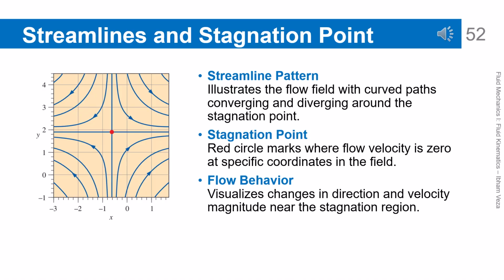Streamlines and stagnation point. The streamline pattern shows how the flow bends and splits around a certain point. The stagnation point is the location where the flow velocity becomes zero. Around this point, the flow direction changes significantly. The pressure at the stagnation point usually reaches a local maximum. This concept is very important in aerodynamics and flow around bodies.